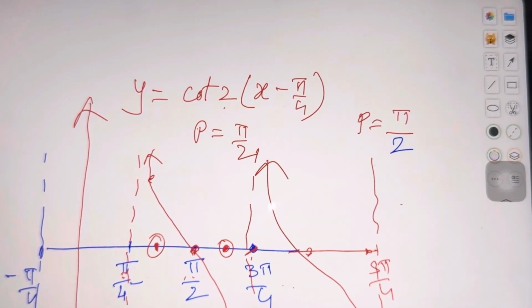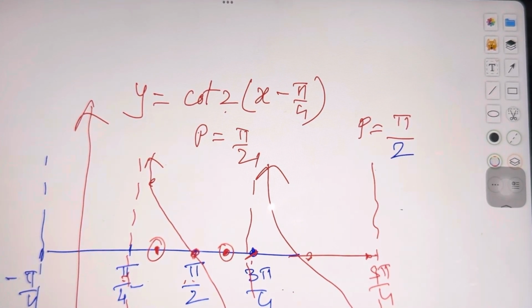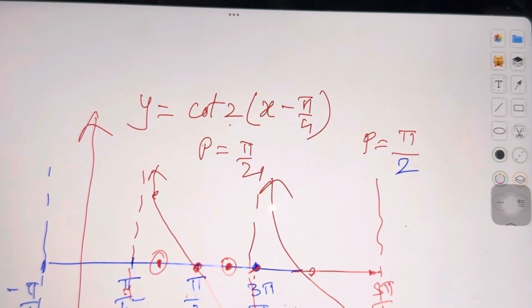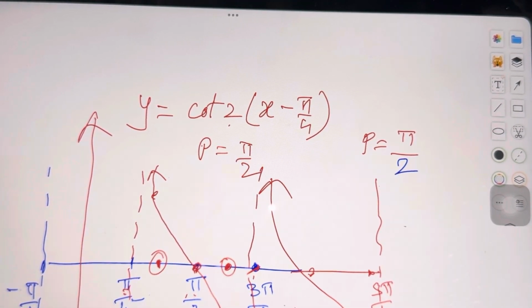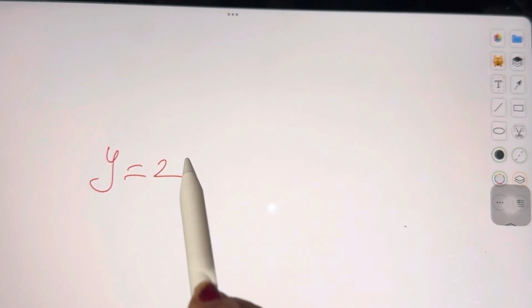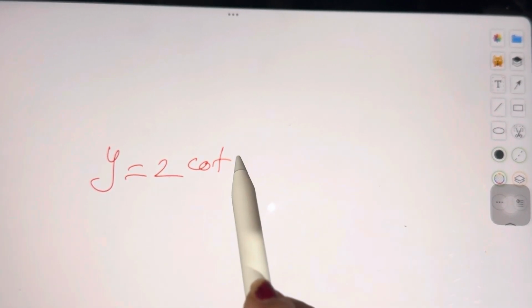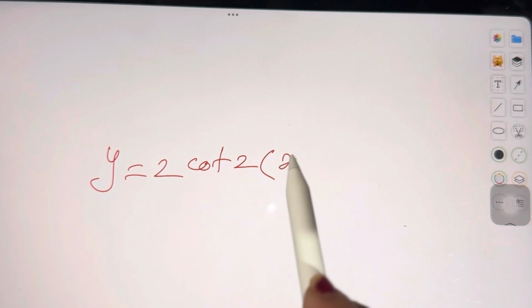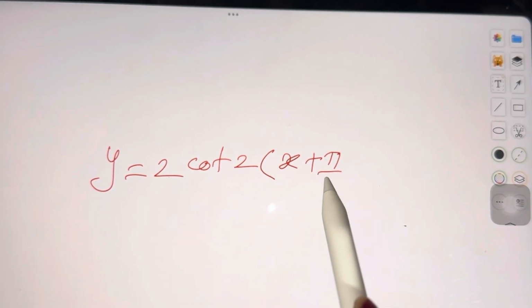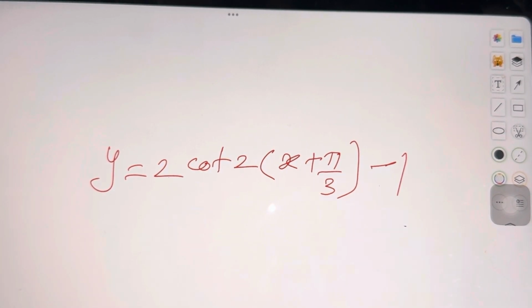I'm not making the video long. If you have seen the tangent function, you can do the cotangent function in a similar way. Let me give you homework. I'm giving a complicated one. This time I want to see whether you guys can do it or not. I'm erasing this. Do this question for me: cotangent of 2x plus pi over 3 minus 1. Let me know if you get it or not. You can check your answer by plugging it in the calculator or in Desmos. You can see the graph whether you're doing it correctly or not.